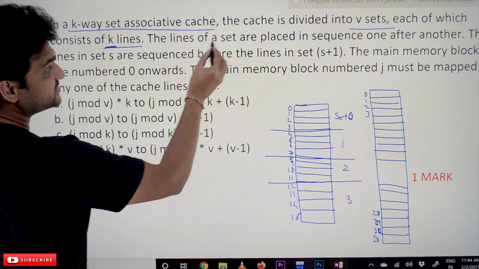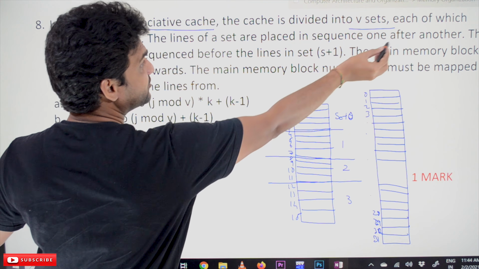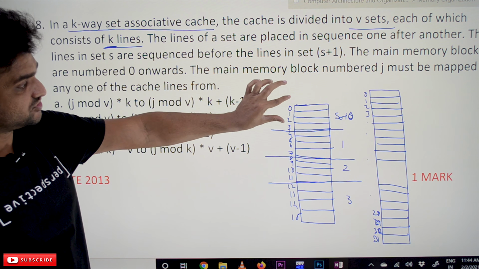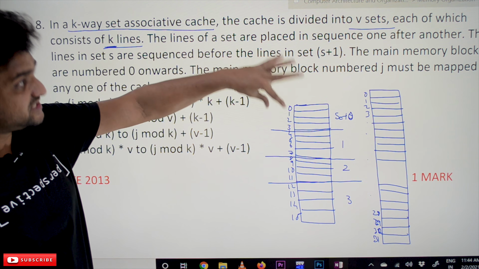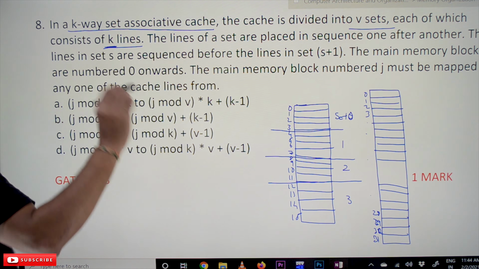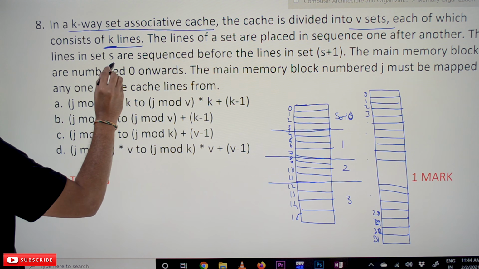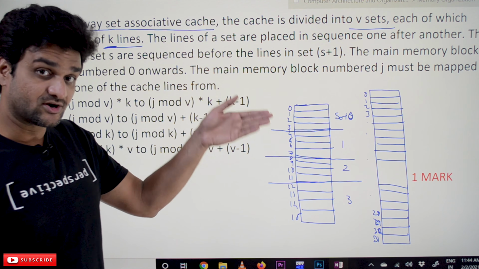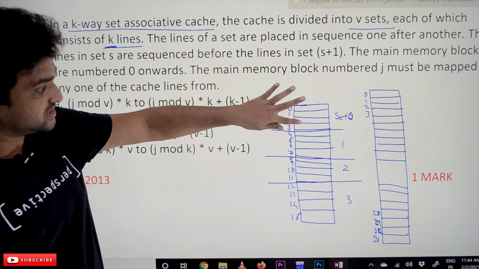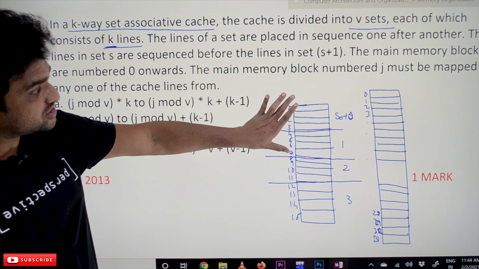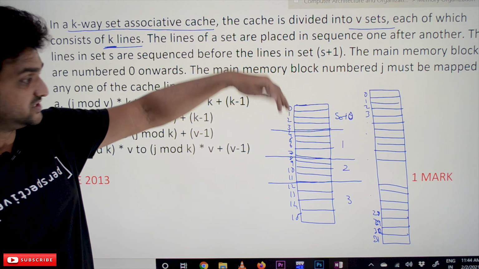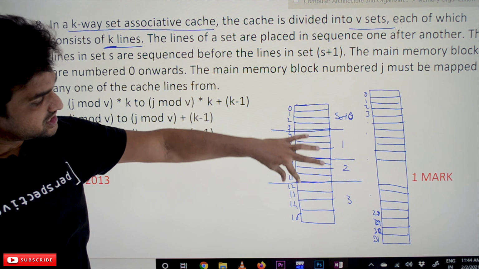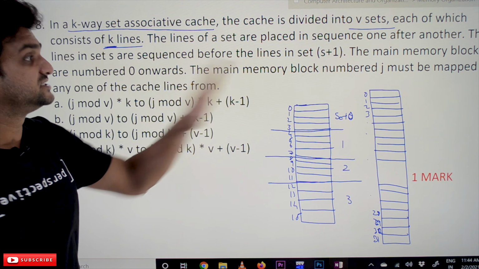The lines of a set are placed in sequence one after the other: 0, 1, 2, 3. So that sequence is maintained. The lines in set S are sequenced before the lines in set S plus 1. They are also saying that the lines within the set are in sequence, and if you take 2 consecutive lines, they are also in sequence. So overall, all the memory lines are in sequence.